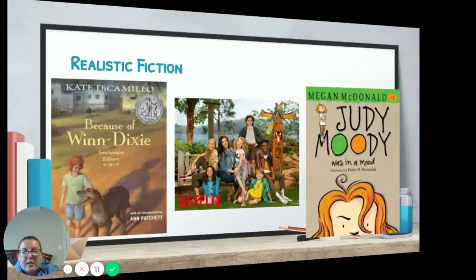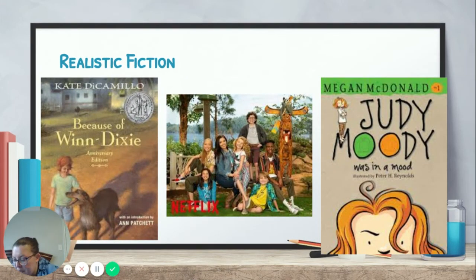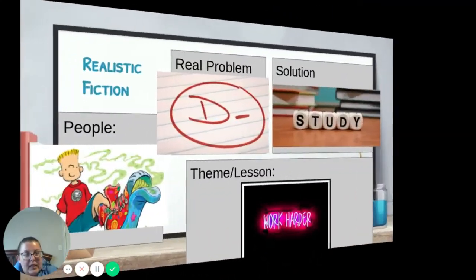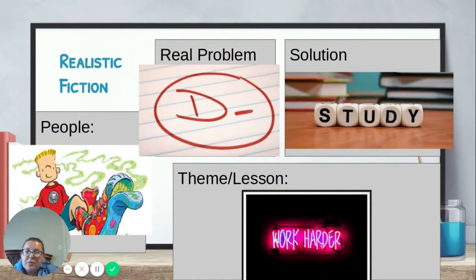Now, here are some examples of realistic fiction. Because of Winn-Dixie, some of you have watched this show in the middle. It's Bunked. It's from Disney Channel. That's realistic fiction as well. Those characters are just actors. They're not actually real. And then Judy Moody's realistic fiction. The reason why all three of these are in the same genre is because they have things in common as well. For one, they all have a person who is the character.